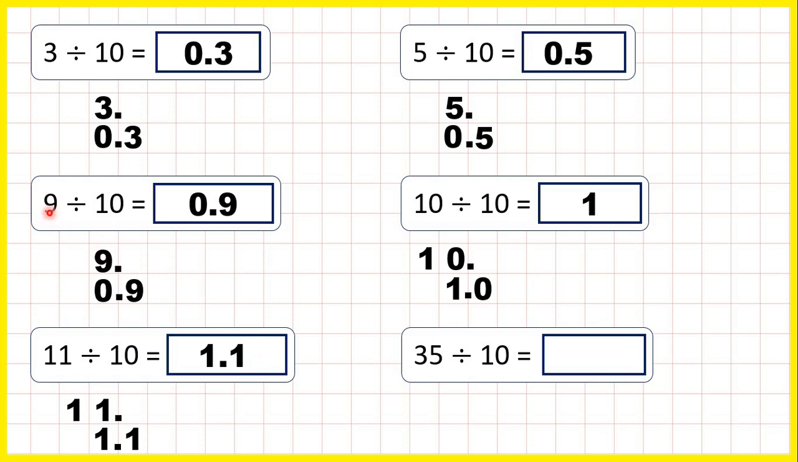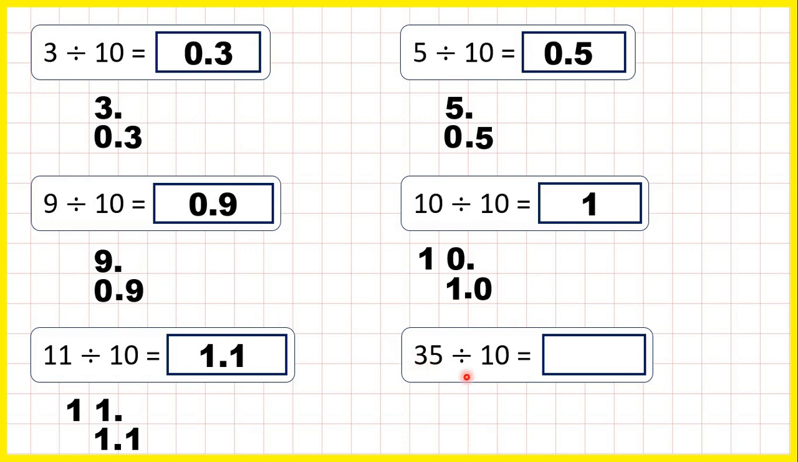So notice, for 9 divided by 10, our answer was 0.9, so slightly less than 1, because 9 is slightly less than 10. For 10 divided by 10, our answer was exactly 1. And for 11 divided by 10, our answer was just a little bit more than 1, because 1.1 is 1 and 1/10.